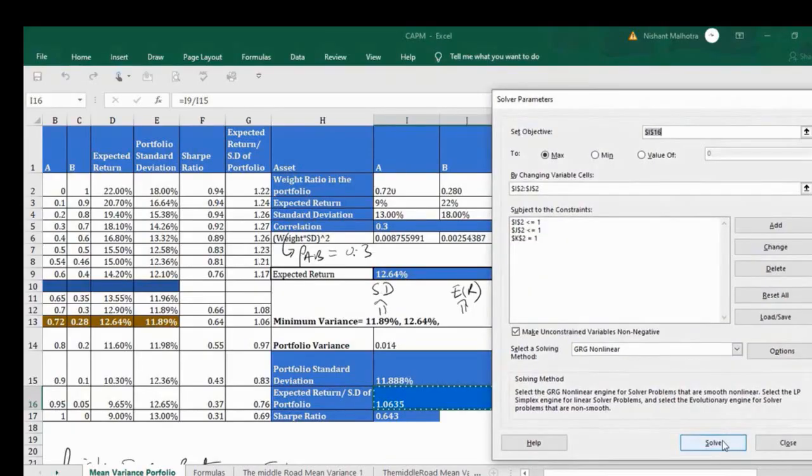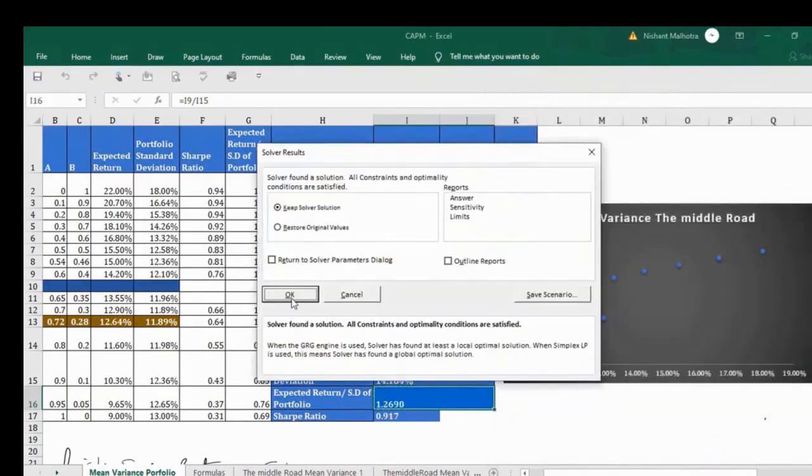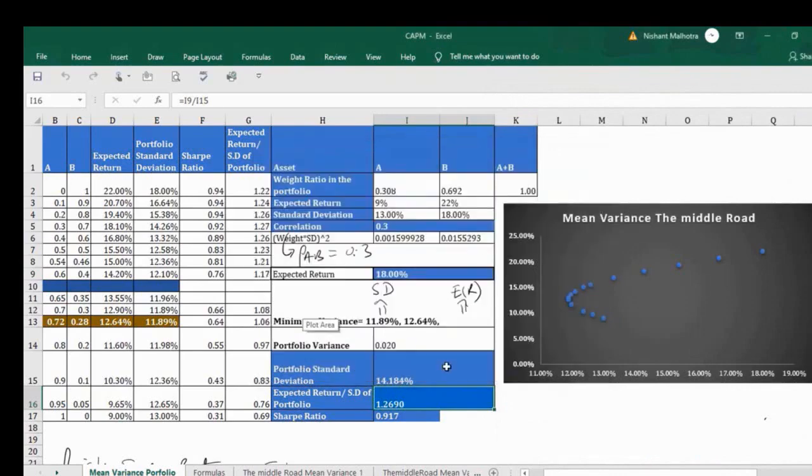We'll solve this equation. It will say that it's going to solve. Soon we get the maximum, which is 1.269. For that the portfolio will be 0.308 and 0.692. This is a very important function we have been able to do. Similarly, we can do it for the Sharpe ratio. You can try that as practice.